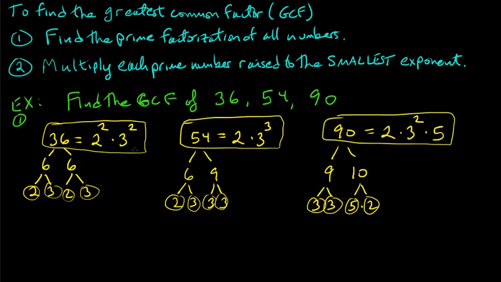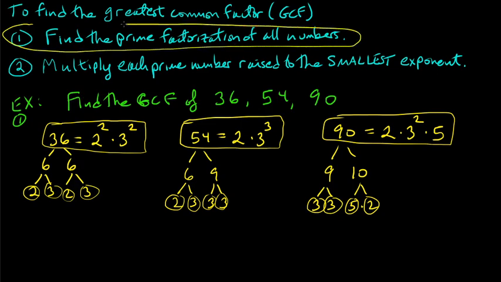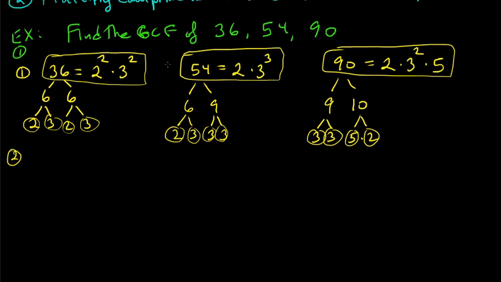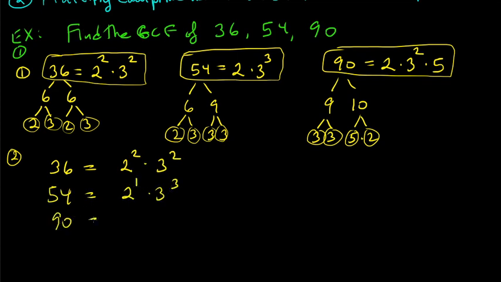Okay. So we found the prime factorization of all three numbers, right? So step 1 is done, right? Now on to step 2. On each of these lists, we have a list of essentially these numbers here. So let me write them this way. 36 is 2 squared times 3 squared, right? 54 is 2 to the 1 times 3 to the 3. And 90 is 2 to the 1 times 3 to the 2 times 5 to the 1.